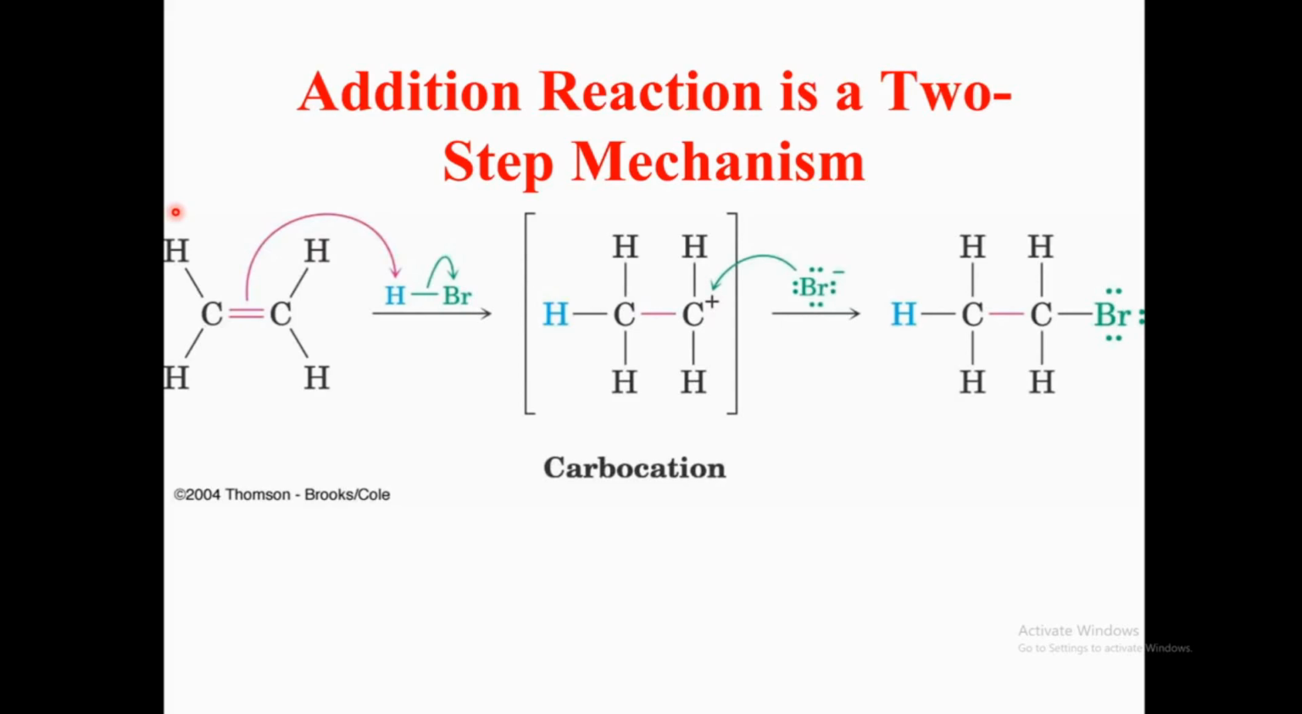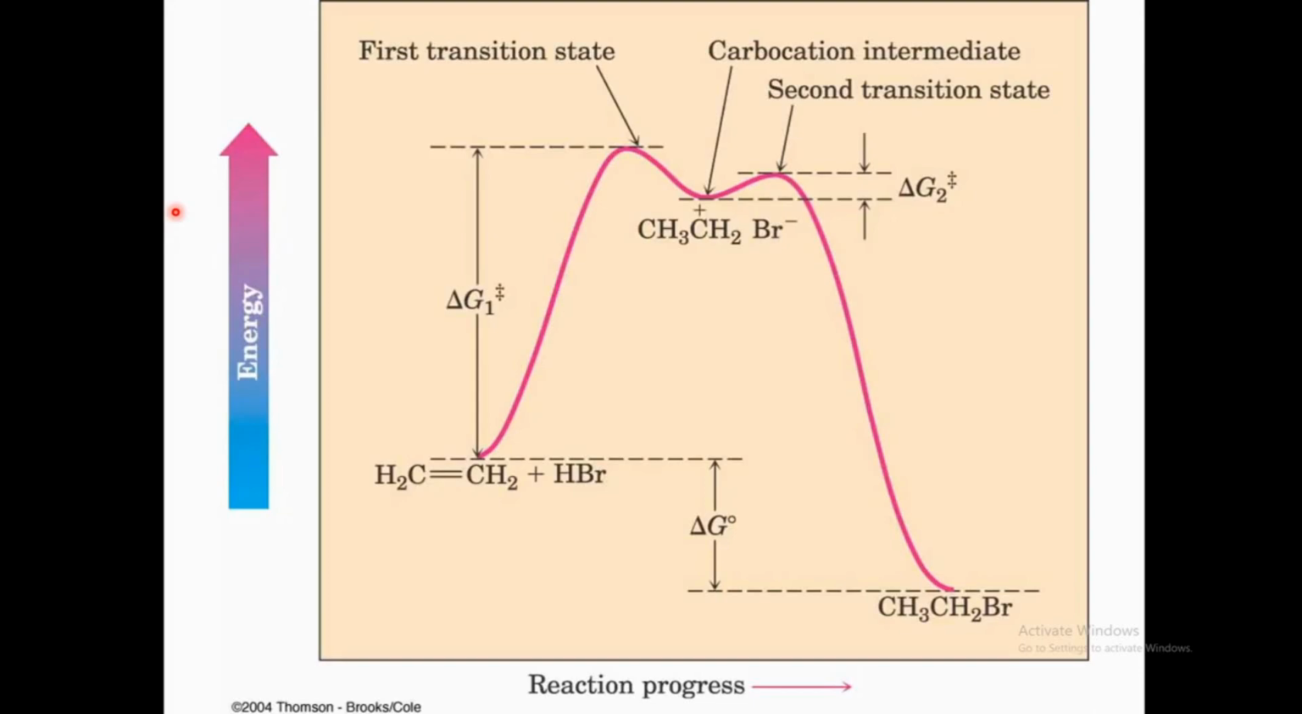The addition reaction is a two-step reaction, the addition of HBr to the alkene. First is the intermediate formation, that is a carbocation, and in the next step bromine attacks the positive charge to give you the alkyl halide. Here is the full reaction energy diagram for the formation of ethyl bromide from ethene. This is ethene, which reacts with HBr, and this is the transition state. This is the formation of the carbocation intermediate, then the second transition state, and it gives you the products. Products are lower in energy and reactants are higher in energy.